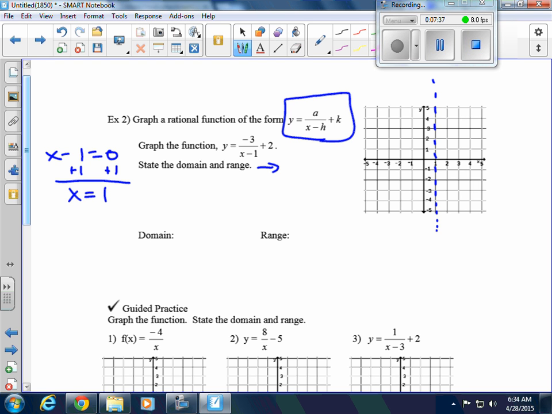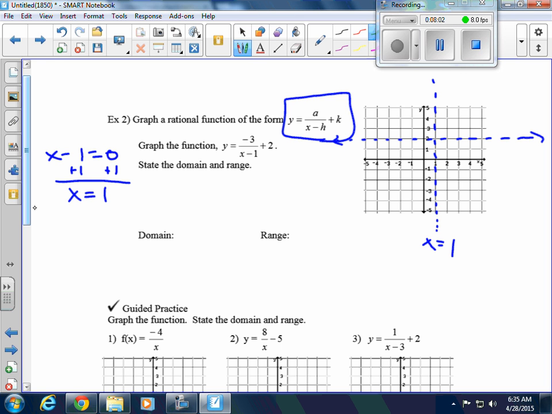So we're going to have an asymptote at x equals 1. And then here, the y tells us it's a vertical shift. It's going to shift the asymptote up 2 units. Well, it was at 0, so here is our other asymptote. So those are the two asymptotes we're going to have. And now we just plug points in.